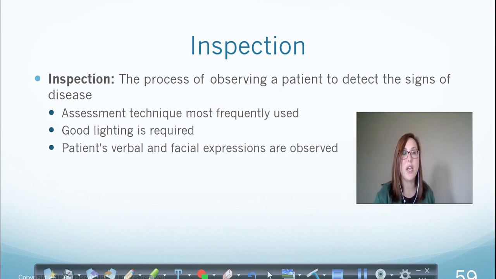You want to make sure that your lighting's good and that you're watching your patient. What are they saying? What kind of facial expressions are they making? It's important to look at your patient. You can learn a lot just by the color of their skin, expressions on their face. So paying attention is important.